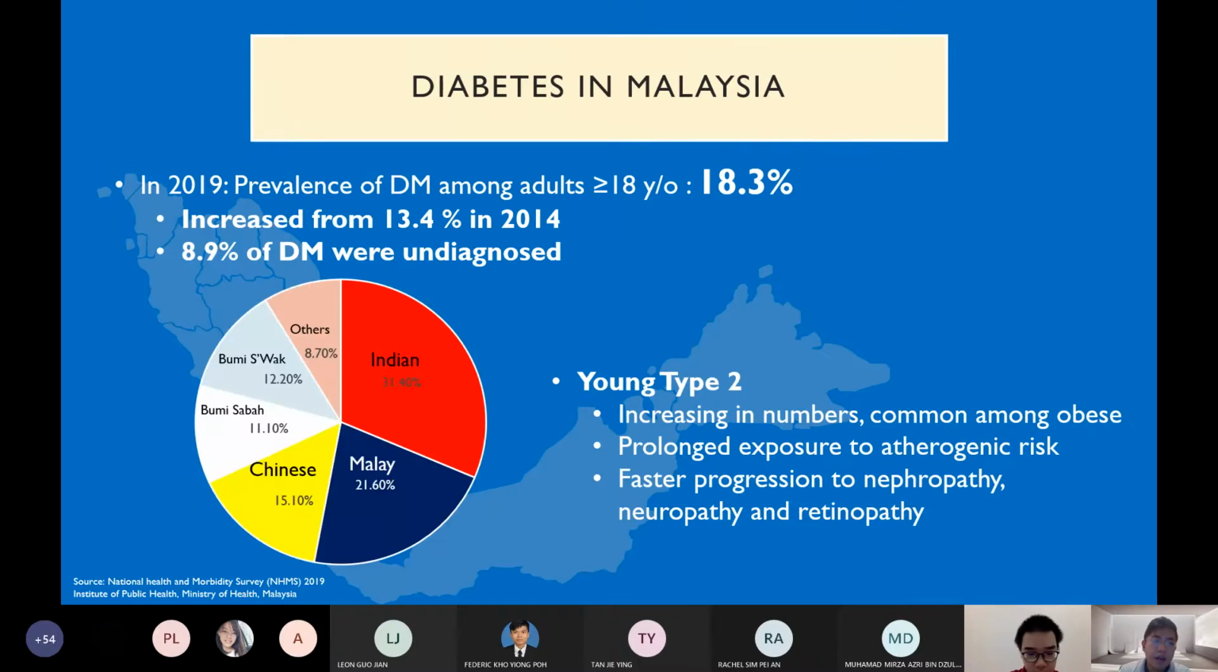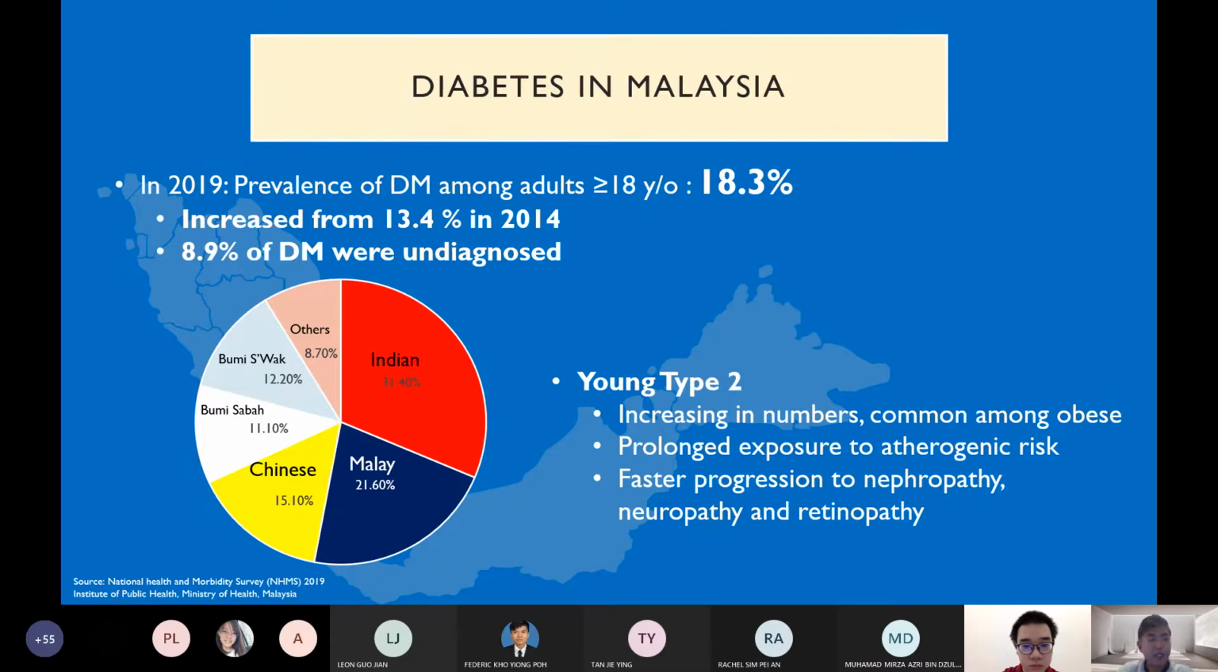Now, diabetes in Malaysia is very common. As of 2019, the prevalence of diabetes amongst adults more than 18 years old stands at 18.3%, and is at an ever increasing rate. It has been increasing from 13.4% in 2014, and as much as 8.9% of people living with diabetes were undiagnosed. As of the latest National Health and Morbidity Survey, or NHMS, in 2019, our Indian population take the largest cut of the pie at 31.4%, followed by Malays and Chinese. There are increasing numbers of type 2 diabetics who are diagnosed very young, and they are very common among the obese.